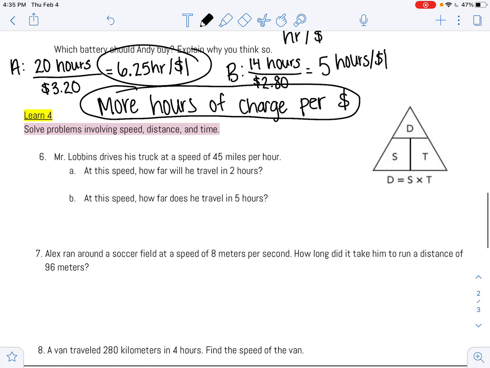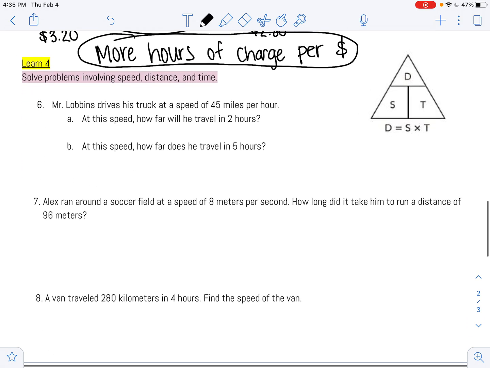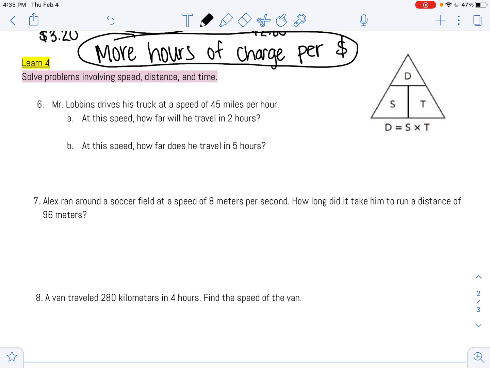And looking at our last learn here in Learn 4, being able to solve problems involving speed, distance, and time. Over to the side here, we have this super helpful triangle that we can use when solving for one of the three pieces here, where we're solving for distance, if we're solving for speed, if we're solving for time. We also have this written out here for us as well.